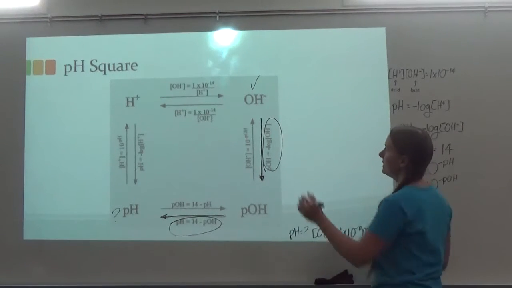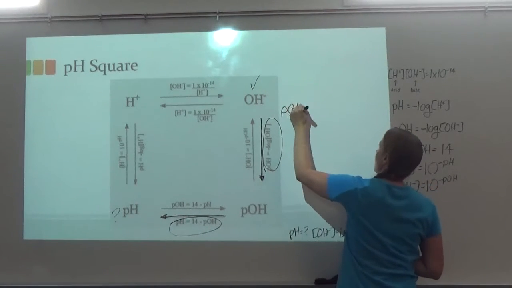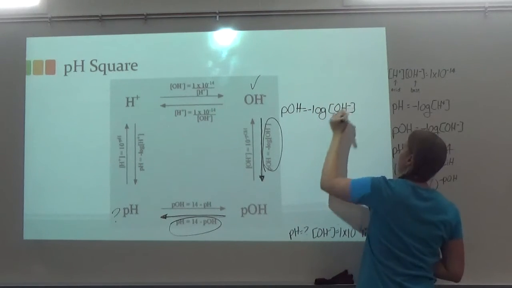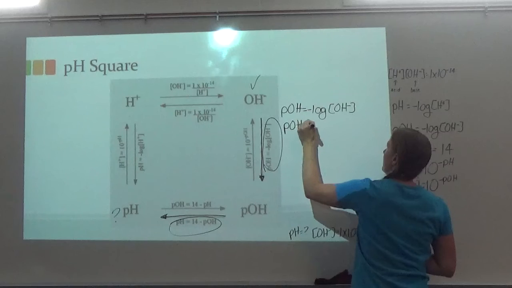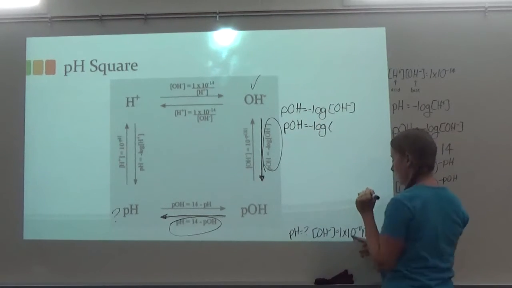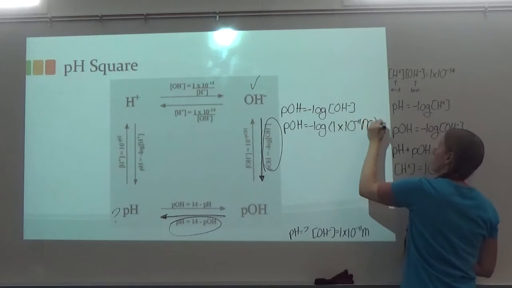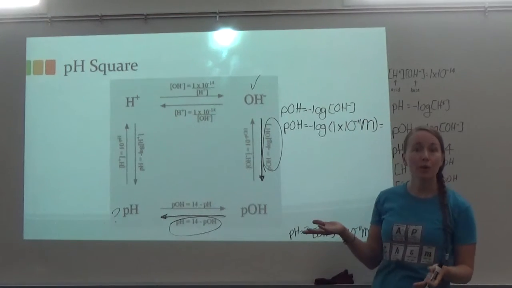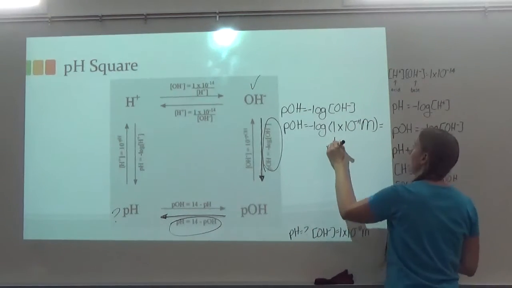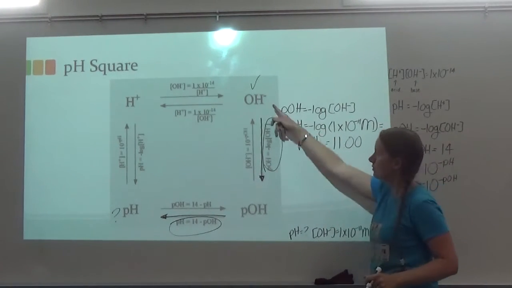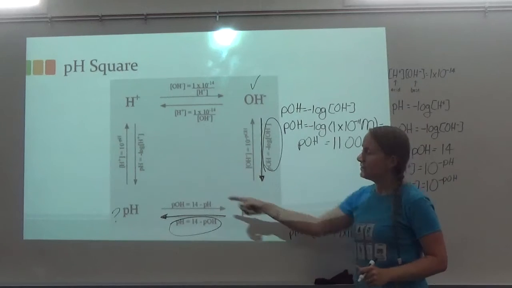Okay, so my going down the side formula says that pOH equals negative log of OH minus. So I just plug in. So pOH is negative log of 1 times 10 to the negative 11 molar. But remember, when you plug it in, pOH has no units. So when you plug that in, you're going to get 11. But remember, that is the pOH. We went here. We haven't gotten to pH yet.